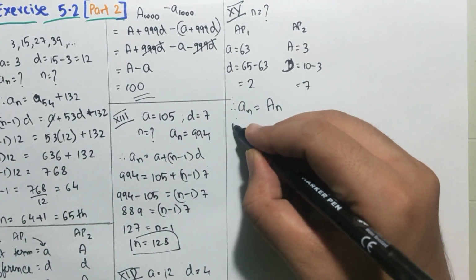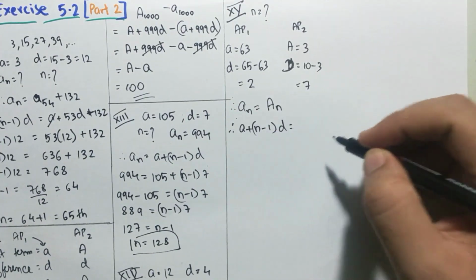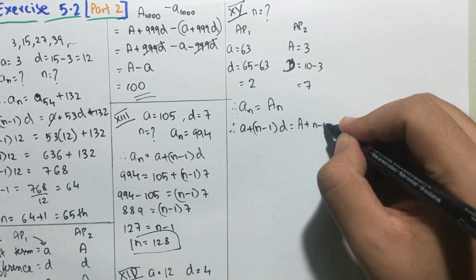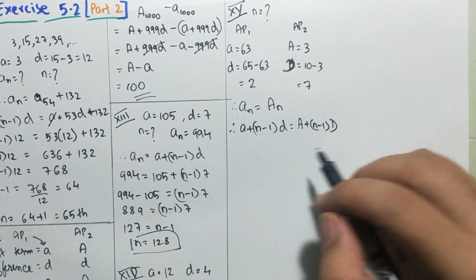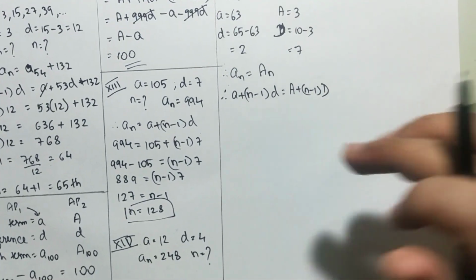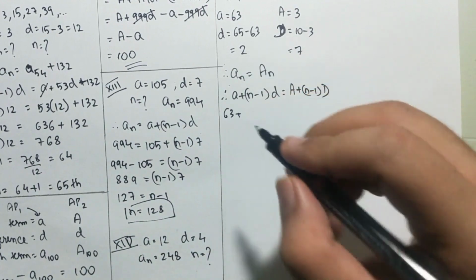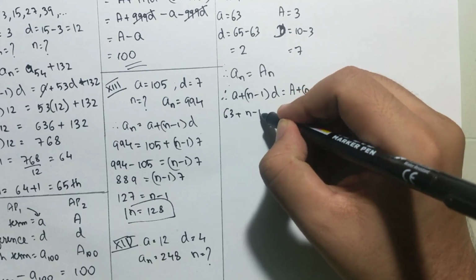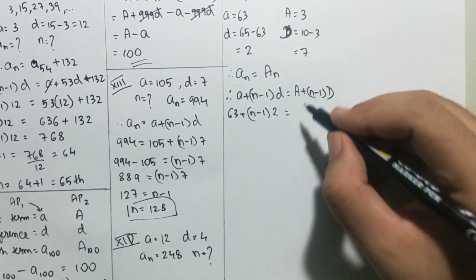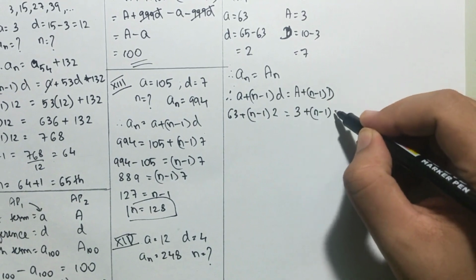What will be the formula for the nth term of this one? a plus n minus 1 d. And the formula for this nth term would be capital A plus n minus 1 capital D. As you can see, small and capital letters are properly bifurcated, so you may understand why small and why capital over there. This is 63 because small a was 63, plus n minus 1 into 2. Small d was 2. Capital A is 3 plus n minus 1 into capital D, which is 7.